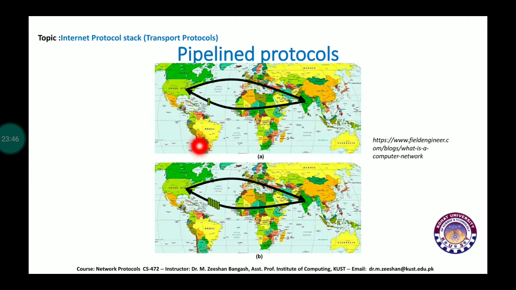However, when we are communicating between a sender and a receiver, there are also pipeline protocols, which are another category of protocols in the transport protocol suite. A sort of pipeline is created between the sender and the destination, and the communication takes place through that virtual pipeline.